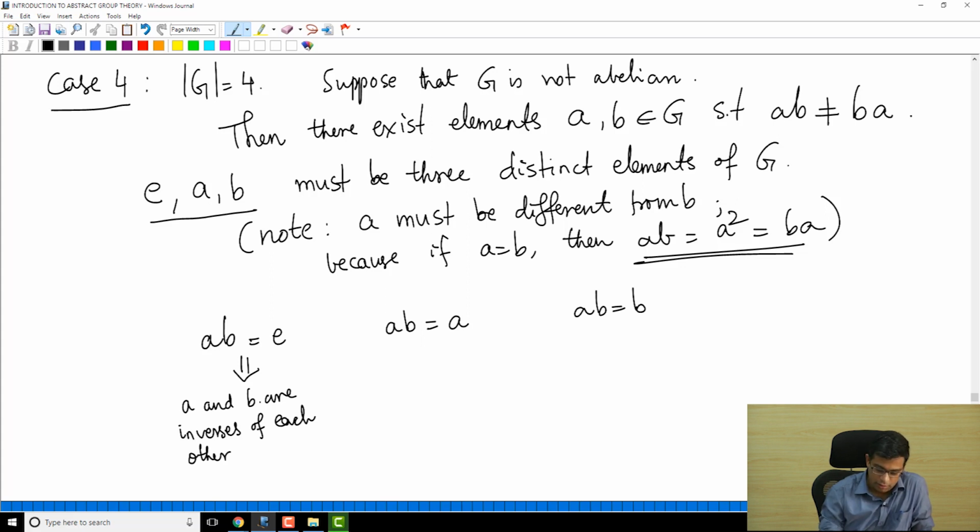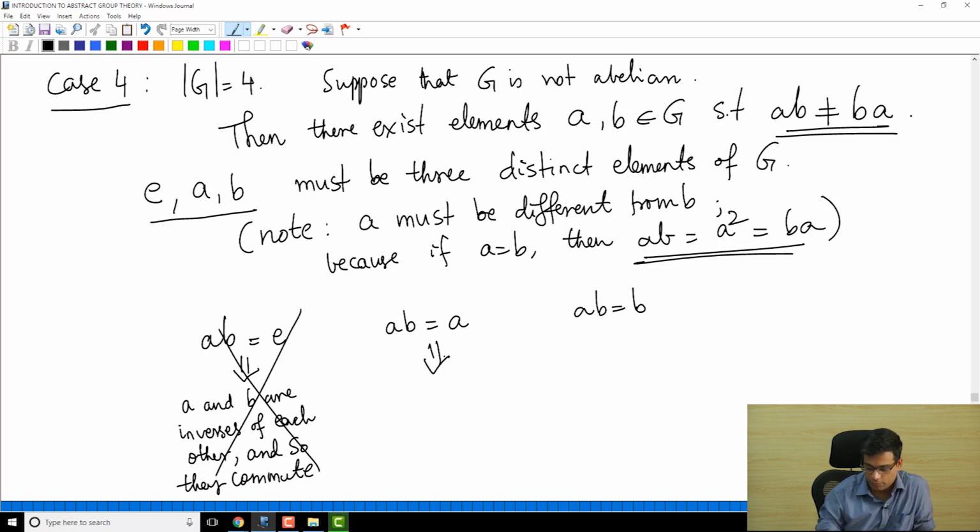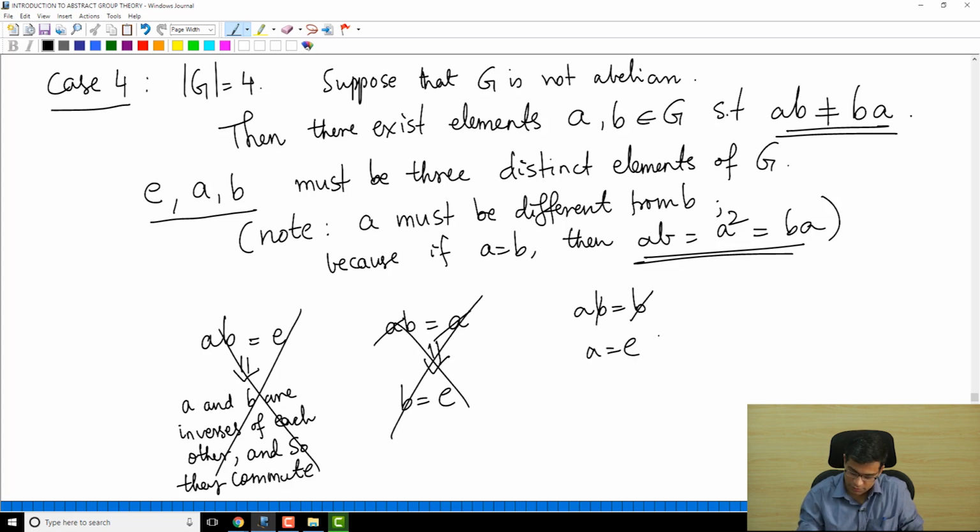Right. If AB is E, they are inverses of each other and hence they commute, but that is clearly wrong because I am assuming that they do not commute. So, AB can't be E. AB can't be A because of the same cancellation property that we discussed in the previous case. B must be E, but B is not equal to E. So, that can't happen. Similarly, in this case A must be E, which can't happen.